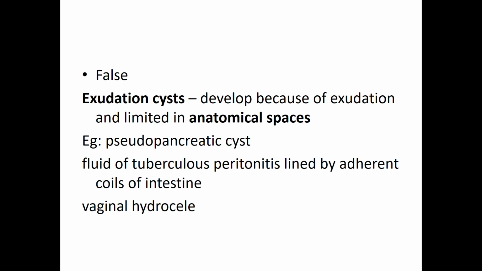One example of this is the pseudopancreatic cyst, and this is usually seen in case of pancreatitis. There is inflammation, the enzymes can leak out, and these enzymes start digesting their own tissue, which further worsens the inflammation. Because of this there is fluid accumulation, usually in the lesser sac. Another example is tuberculosis of the intestine. Here also there is exudation of fluid, and this gets collected between the coils of the intestine. And next is the vaginal hydrocele.